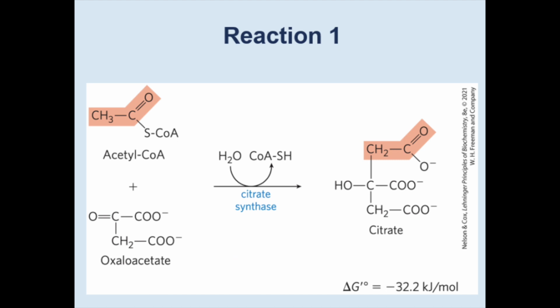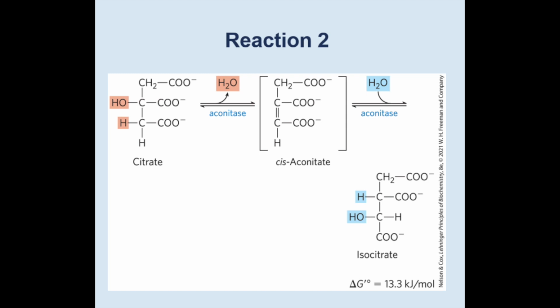The first reaction of the TCA cycle involves acetyl-CoA and oxaloacetate with the enzyme citrate synthase to produce citrate. H2O is also used in the reaction in order to yield coenzyme A at the end of the reaction.